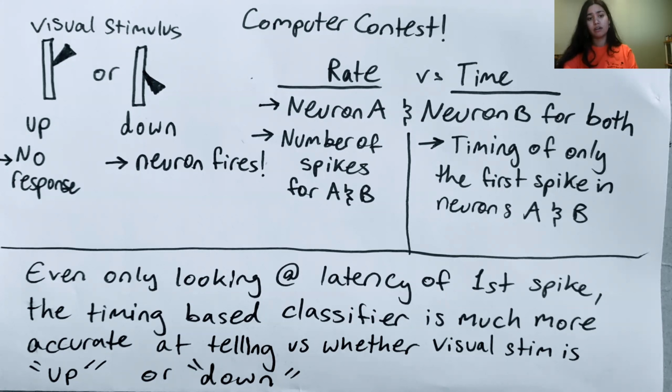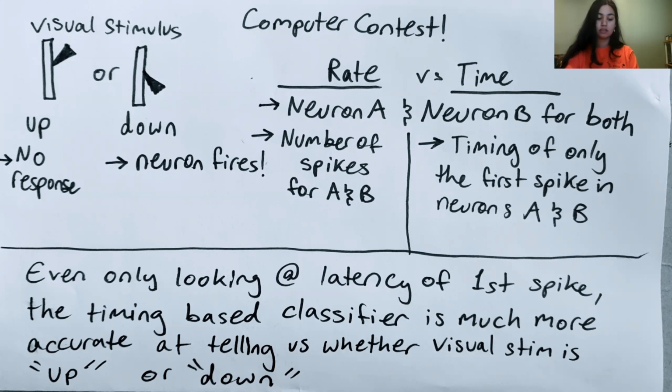So we can compare rate and timing-based classifiers by feeding each one 2 numbers. So in the rate-based classifier's case, we will give it the number of spikes in neuron A, which fires more during situation A, and the number of spikes in neuron B, which fires more during situation B.